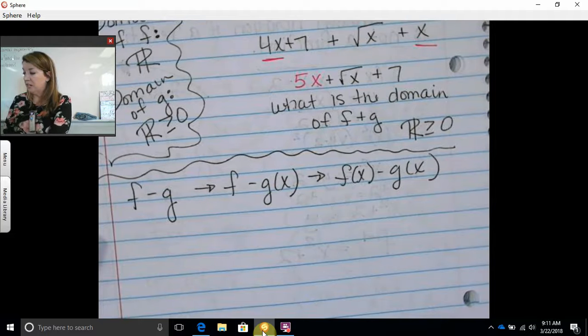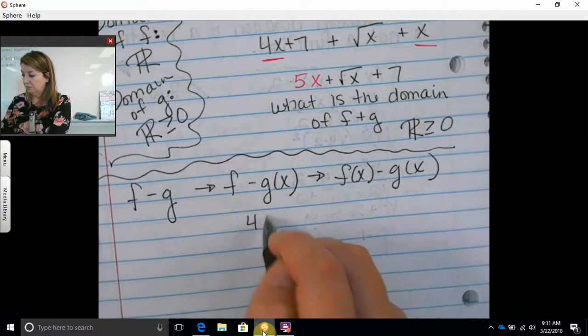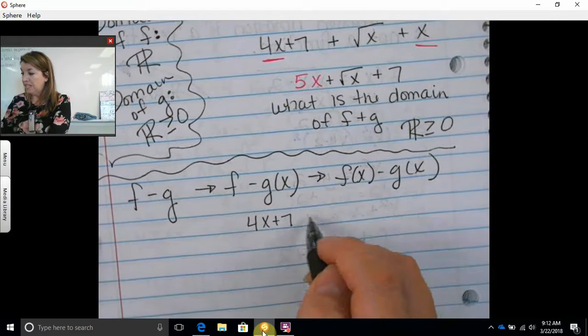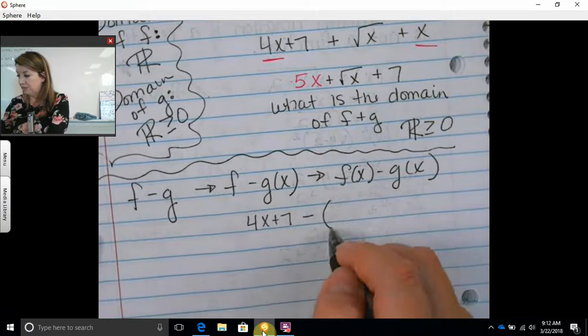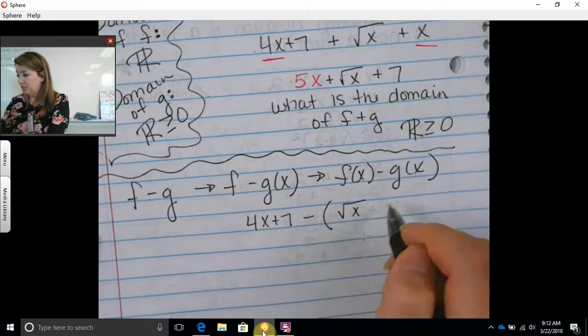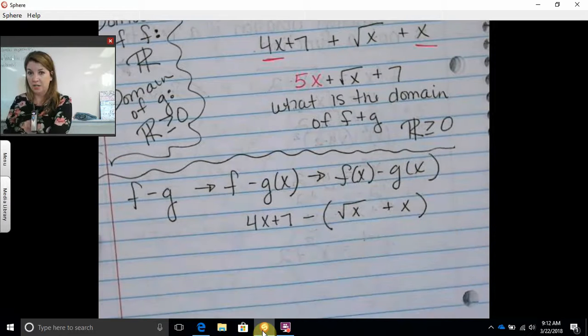So we're using the same function f and function g as we had above. So function f was 4x plus 7 minus function g. g is 2 terms, so it is imperative that we use parentheses because we're going to have to distribute that negative.